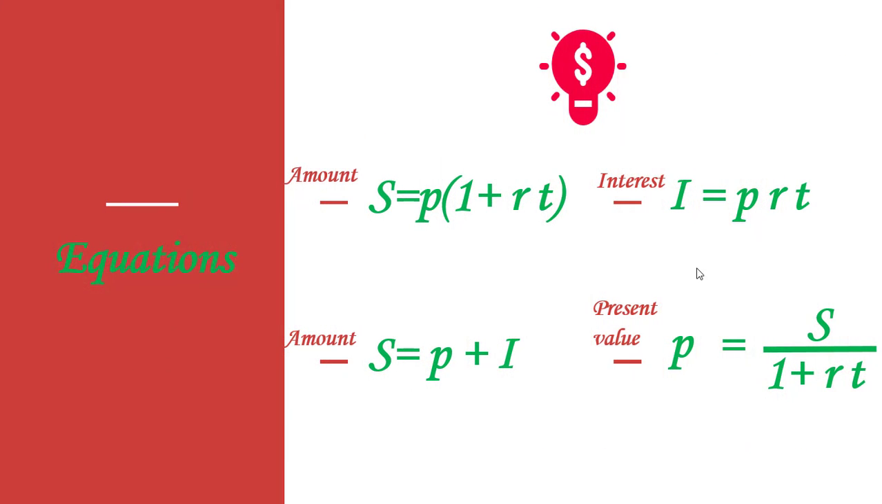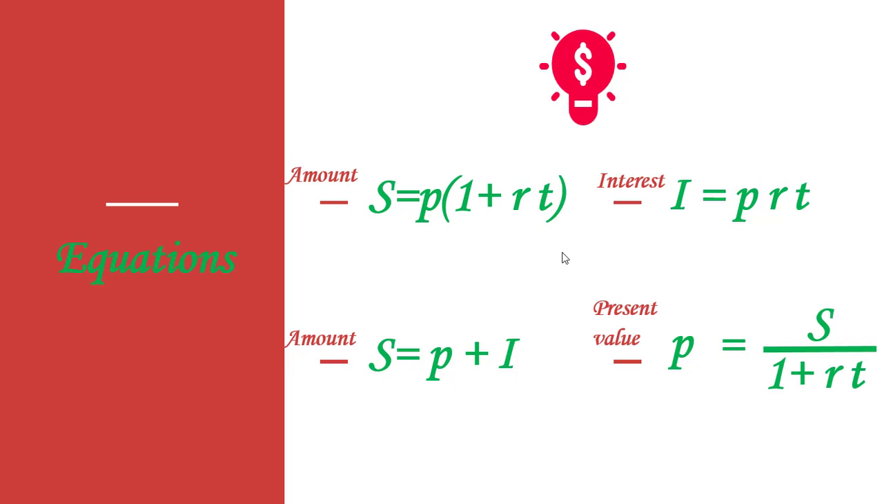Let's start with equations. The formula for simple interest is I equals PRT, where P is the principal, R is the rate, and T is the term of the loan or time. The principal is the value at the beginning of time T.